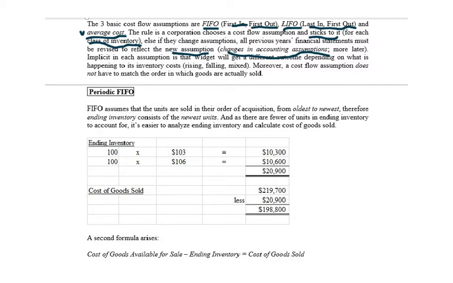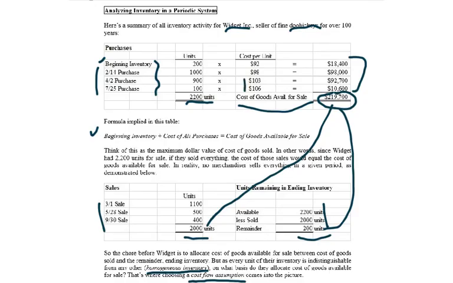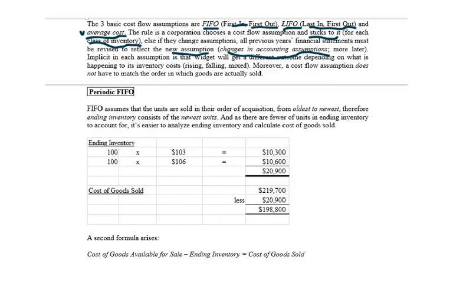All right, so again, you have to understand here, why do we have to pick a cost flow assumption in the first place? Just because it's homogeneous? No, because of this reality right here. We're not paying the same for every unit, right? 92, 98, 103, 106. So implicitly, different cost flow assumptions will yield different outcomes. That's the reality of what we're dealing with.